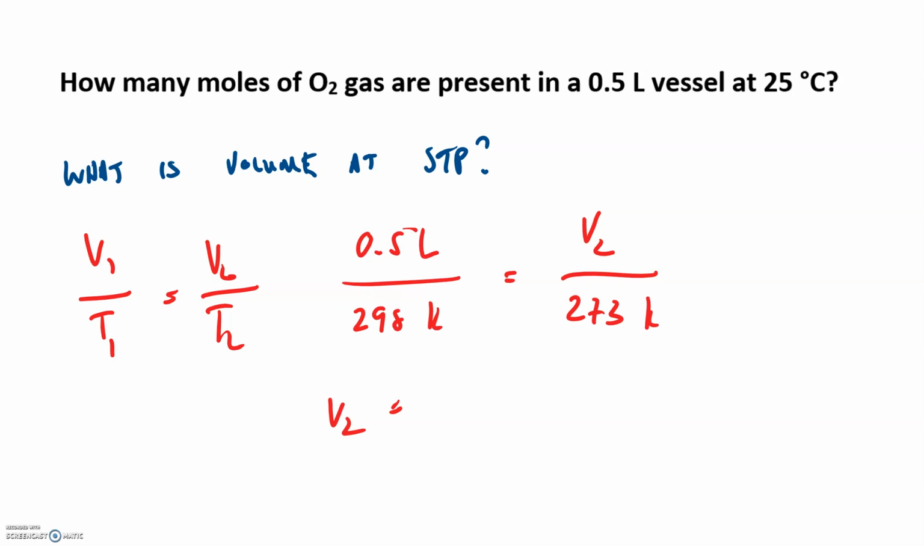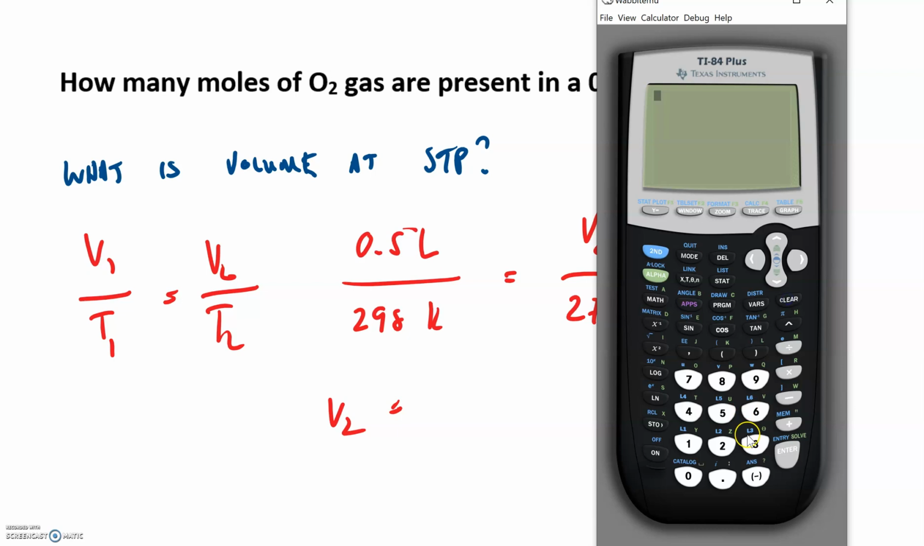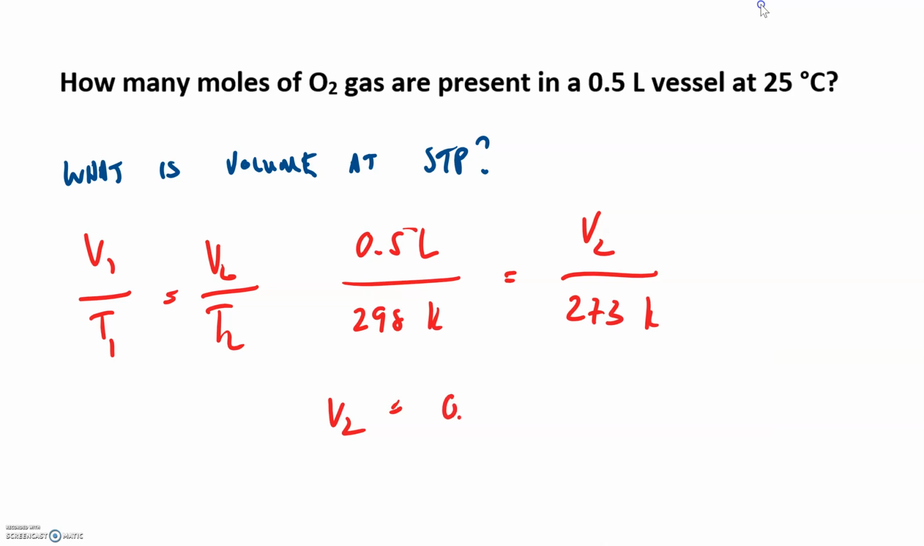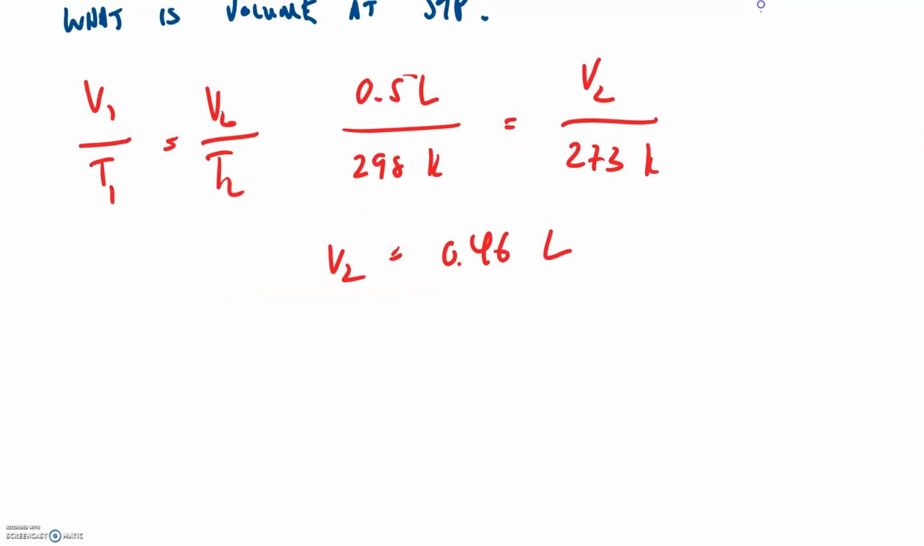So, busting out my calculator, we're going to cross multiply. I'm going to take 0.5 liters times 273, and then we'll divide by 298, and we know that our units cancel, so this is going to be our new volume, 0.458. Let's call that 0.46 liters.